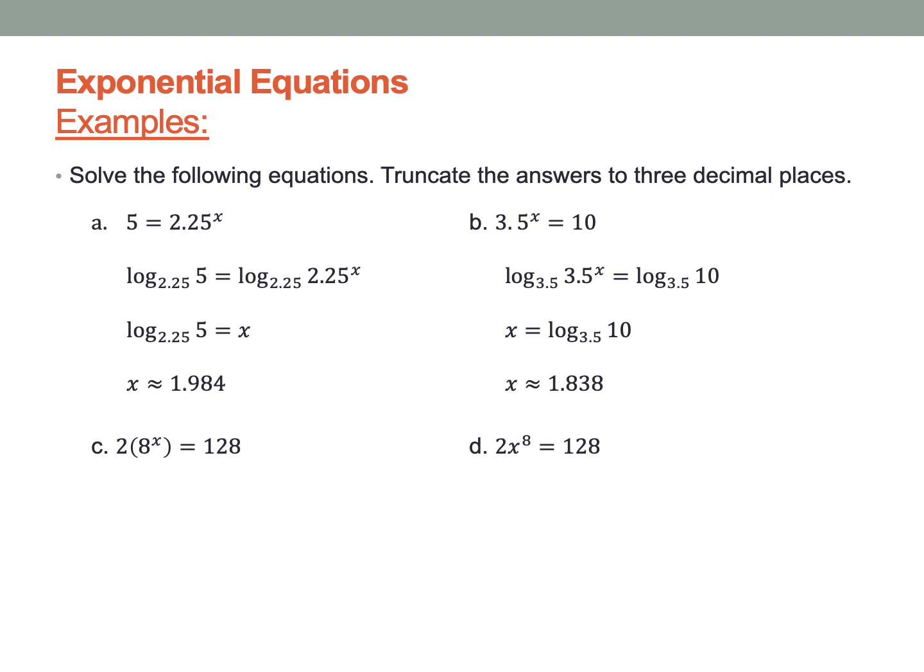Now for C, it's a little different. It's probably best if you just divide both sides by 2. So it looks like the starting of the other problem. You divide both sides by 2, you get 8 to the x equals 64. And then now you take the log base 8 of both sides, and the left side just becomes x, and log base 8 of 64 is 2.